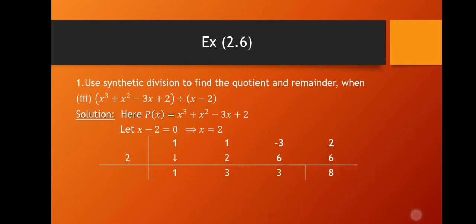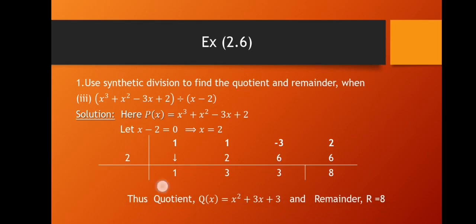So the quotient is, since we have three terms and we know that the equation containing three terms is a quadratic equation, we will start with x square and write 1 into x square is equal to x square, 3 into x plus 3, and the remainder is equal to 8.